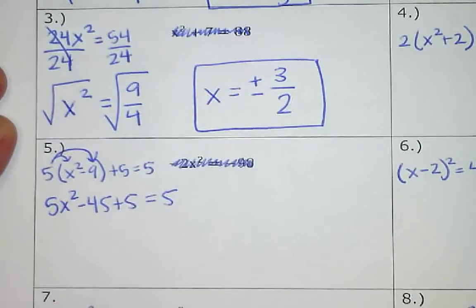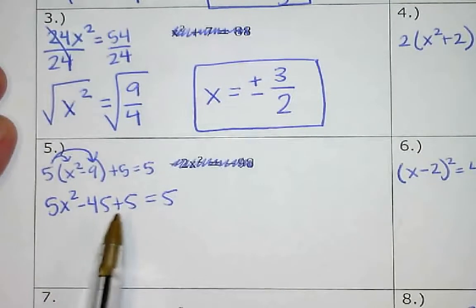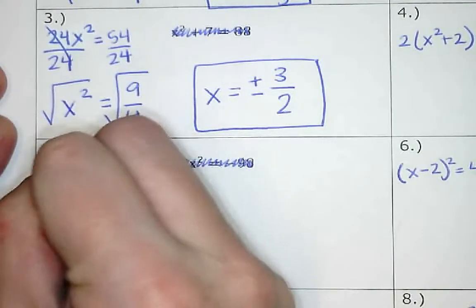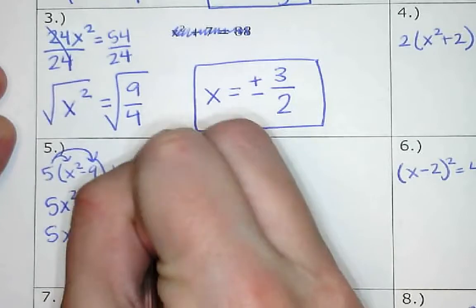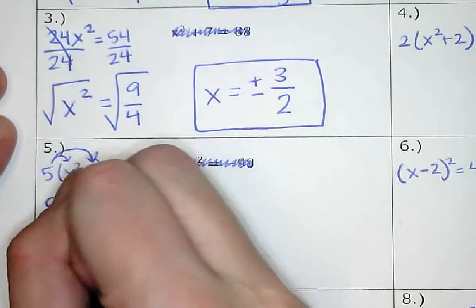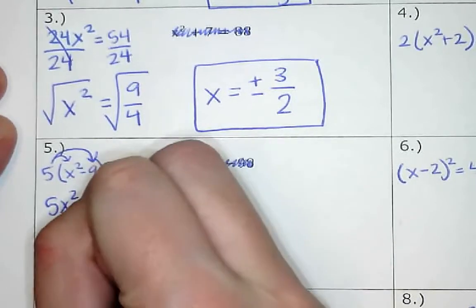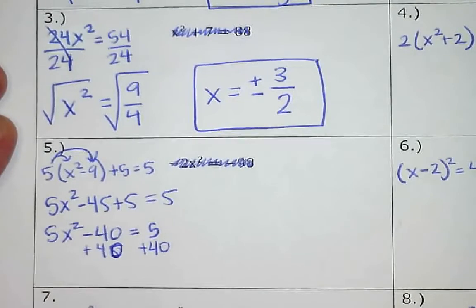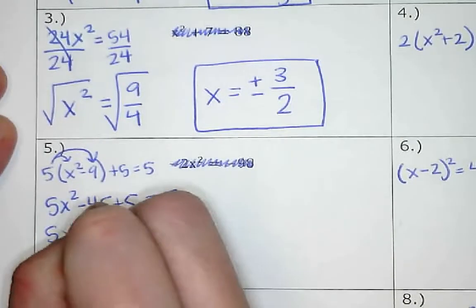So now I get to combine these terms together, don't I? So that becomes 5x squared minus 40 equals 5. And then I add 45 to both, add 40, my bad. I was jumping ahead there. So I add 40 to both sides. So that becomes 5x squared equals 45.